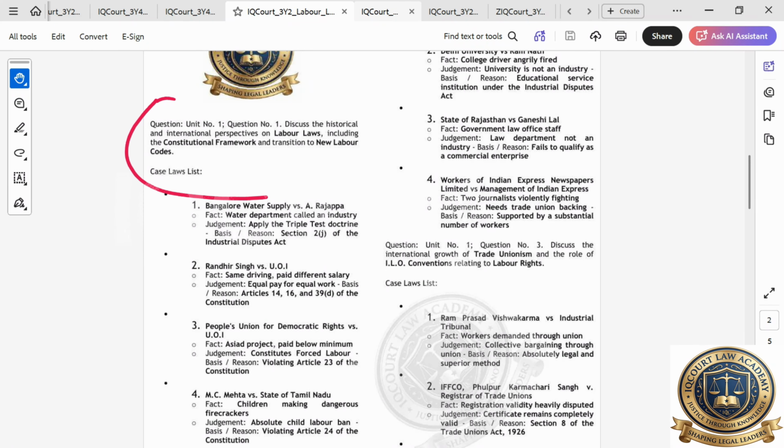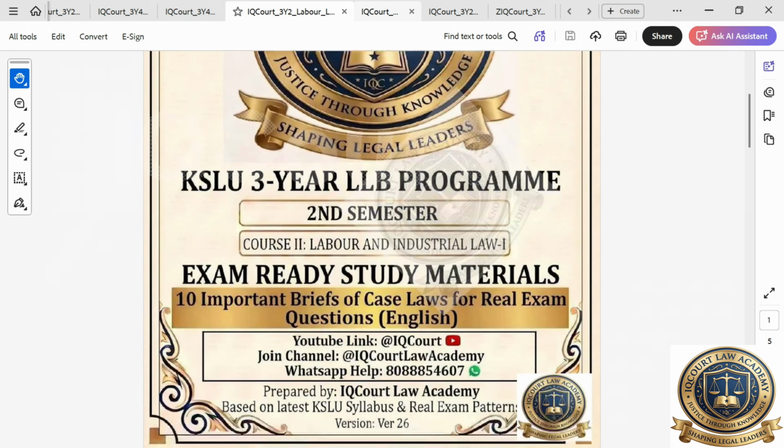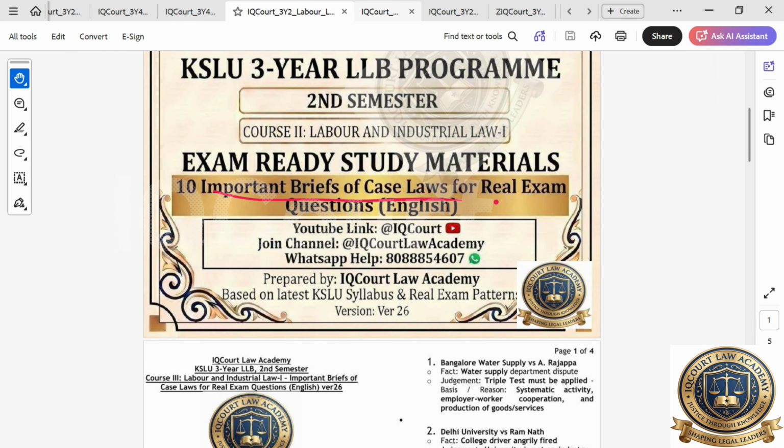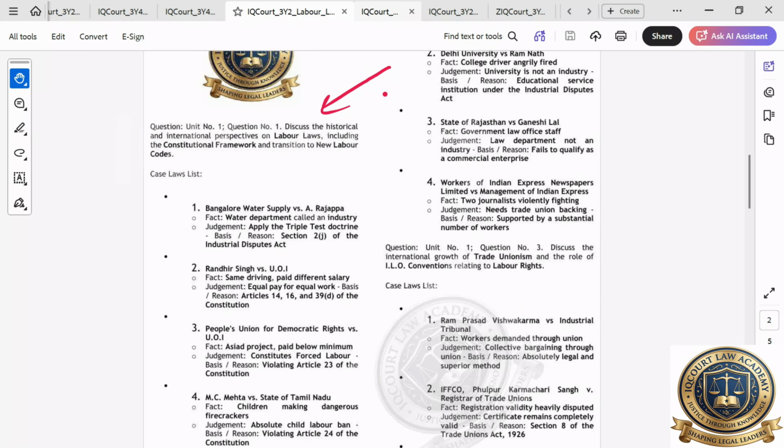You can see this is the first question. These are the real exam questions. For this, we call it the important brief of case laws for real exam questions. Unit 1, question number 1: Discuss the historic and international perspective on labor laws, including the constitutional framework and transition to the new labor law code.